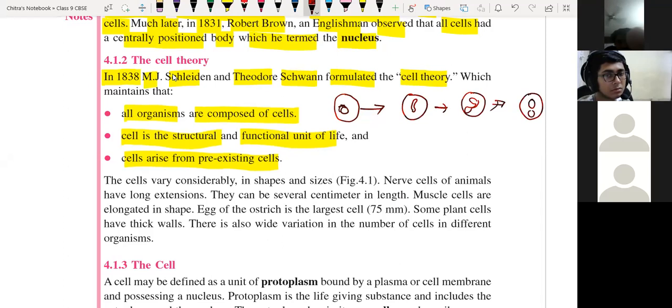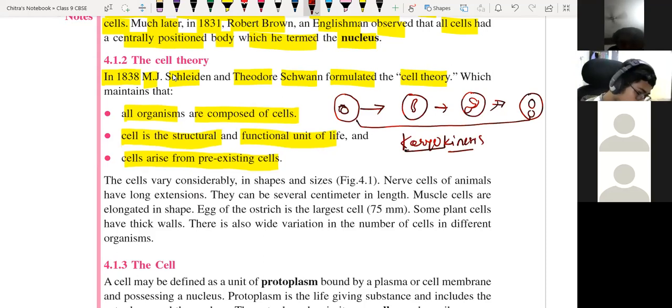Here the nuclear division takes place, and the nuclear division is called karyokinesis. Karyo means nucleus and kinesis means division. Karyokinesis is the division of the nucleus inside the cell. This is the first step of cell division.